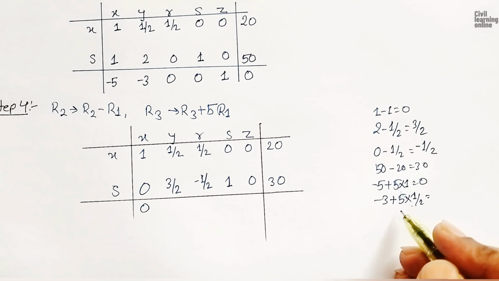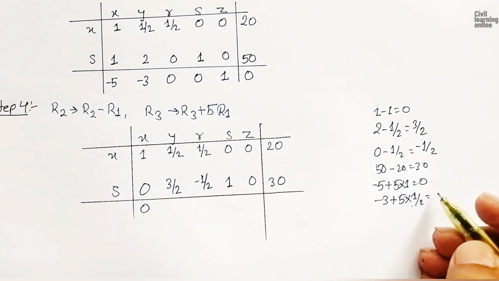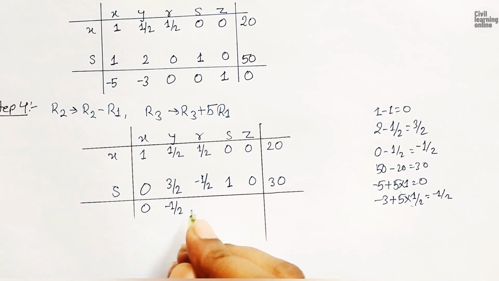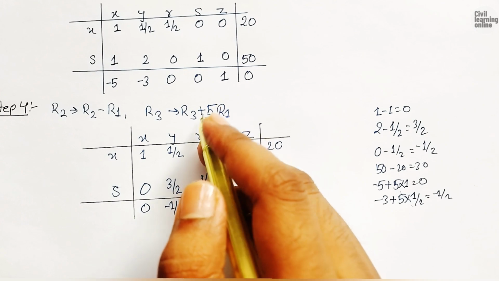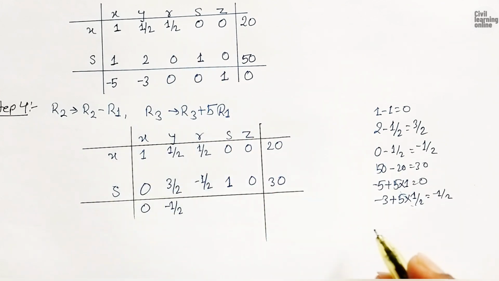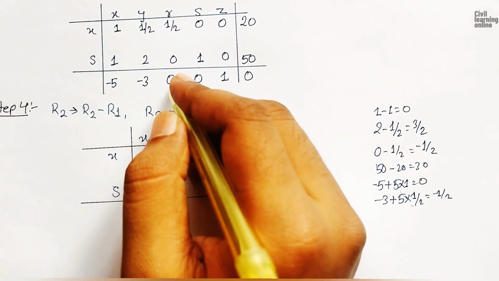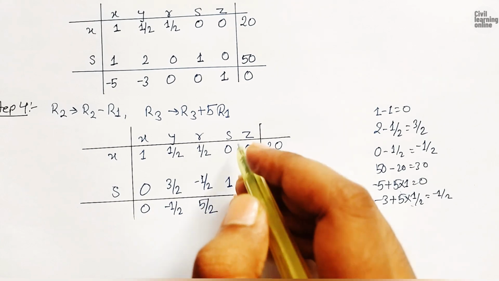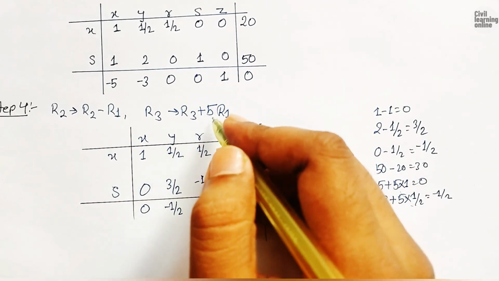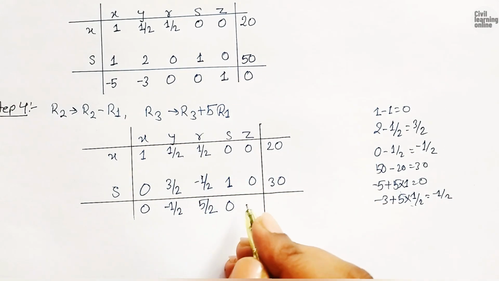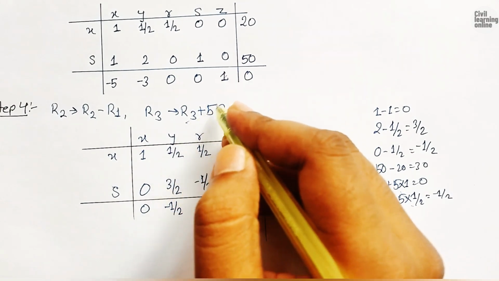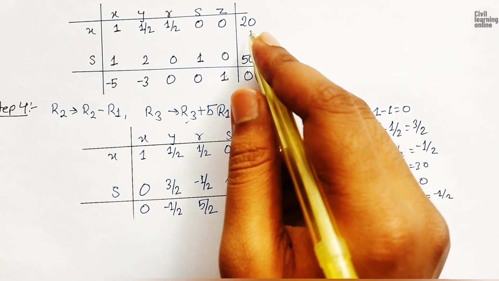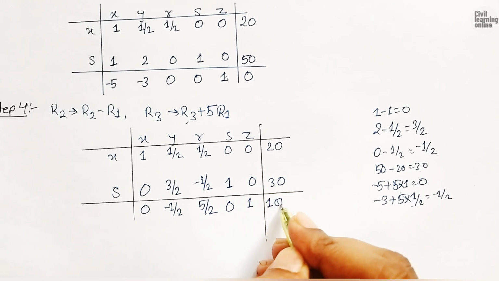So we have here minus 6 plus 5, that means minus 1 by 2. So we have here minus 1 by 2, and here we have R3, which means 0 plus 5 times 1 by 2, that is 5 by 2. Here again we have 0 plus 5 times 0, so it is going to be 0, and 1 plus 5 times 0 is going to be 1. So 0 plus 5 times R1, 20 times 5 equals 100.